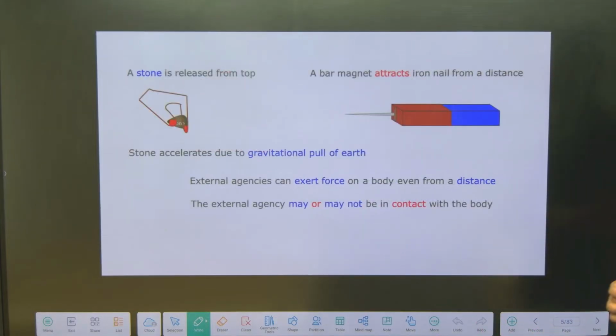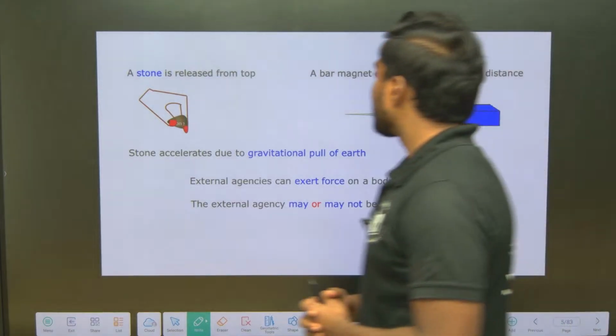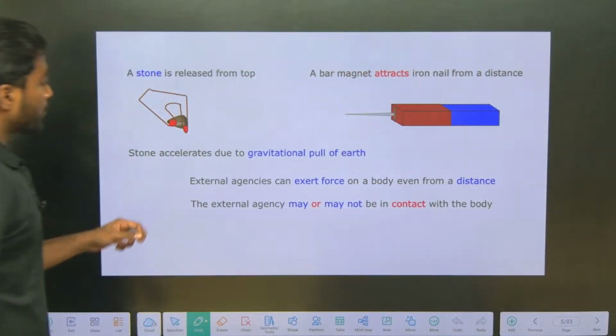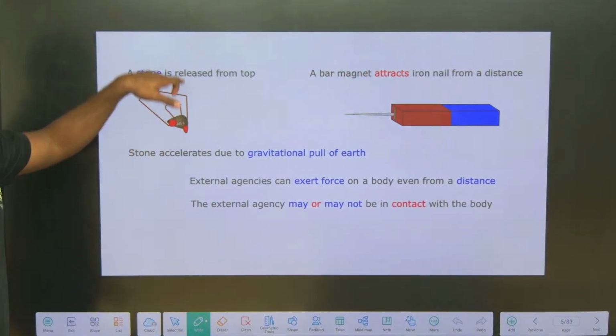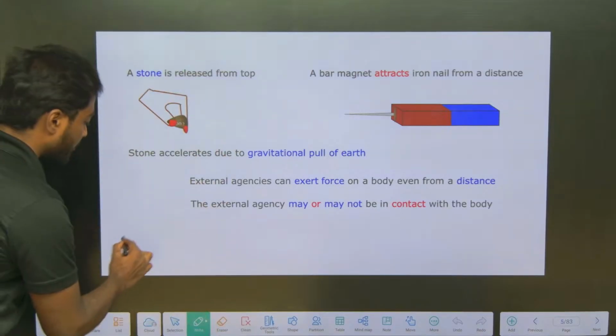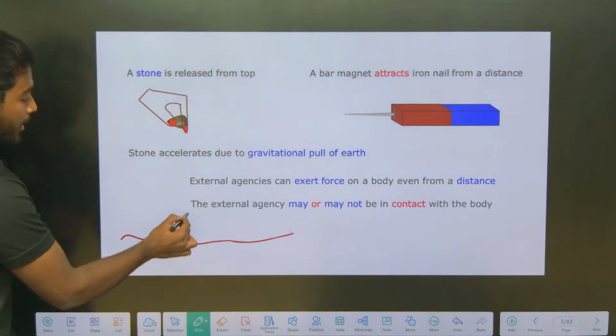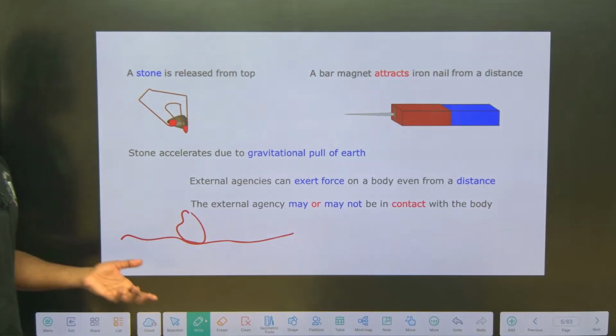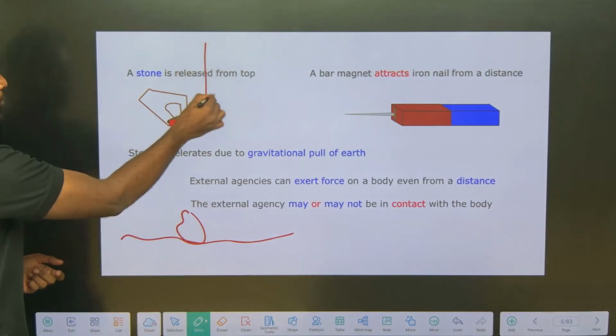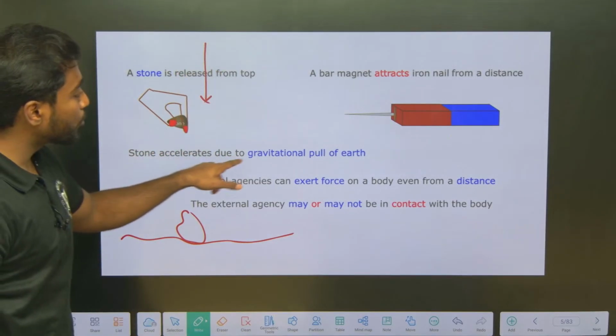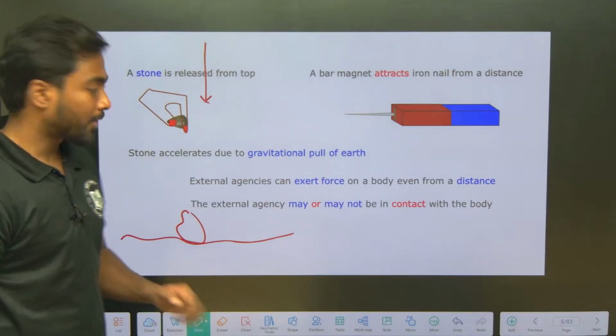So next one, a stone is released from the top, right? This stone is coming towards the earth's surface. This is my earth's surface, let me take, and the stone came here. How did it come? It is due to gravitational force, no? The stone accelerates due to the gravitational pull of the earth, right?